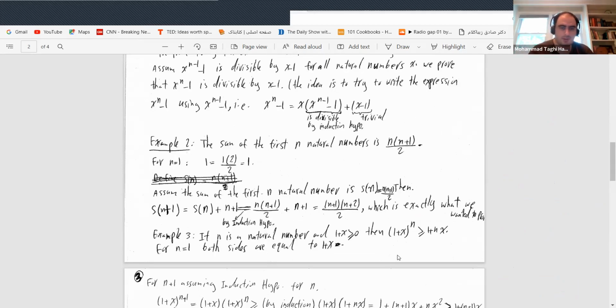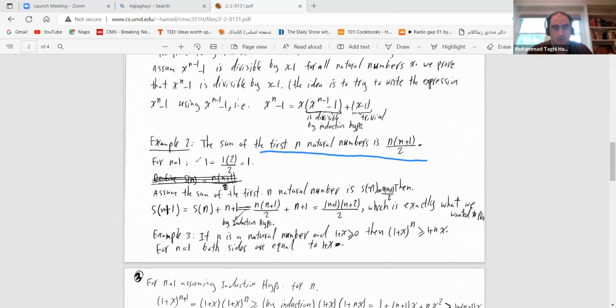So this is another formula that we are using a lot in this course. We want to say that the sum of the first n natural numbers is n times n plus 1 over 2. For n equal to 1, this is the basis of induction. So for the basis, for n equal to 1, the sum would be 1, and the formula gives 1 times 2 over 2, which is 1.